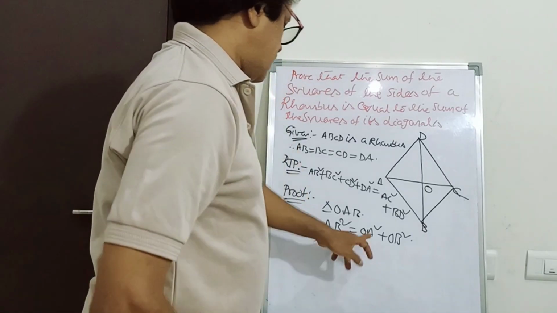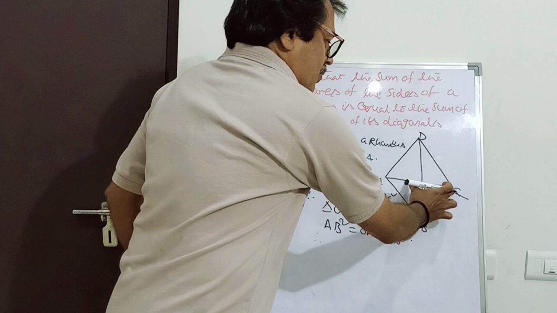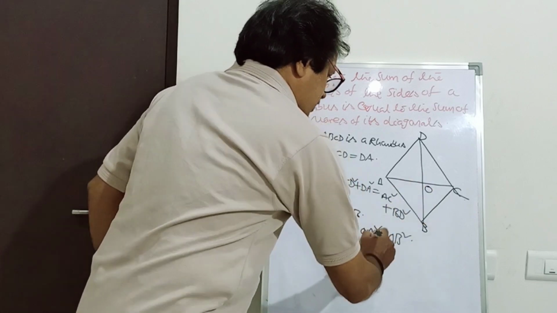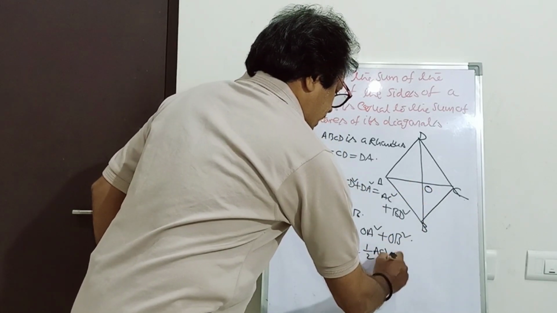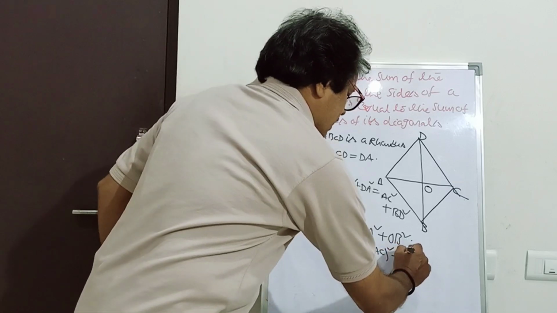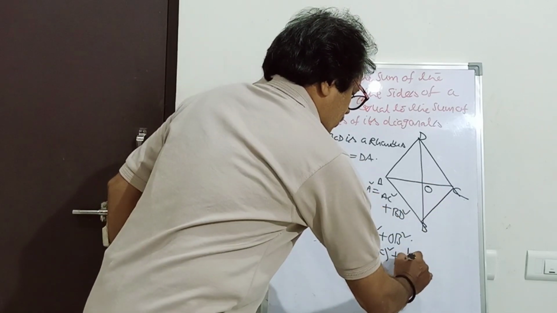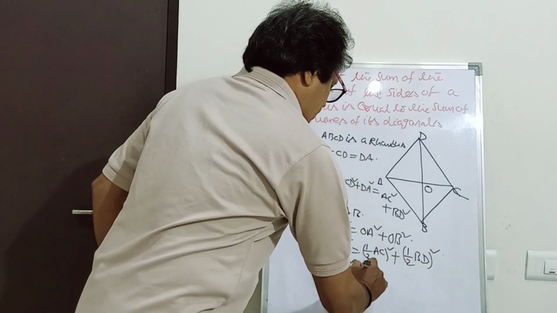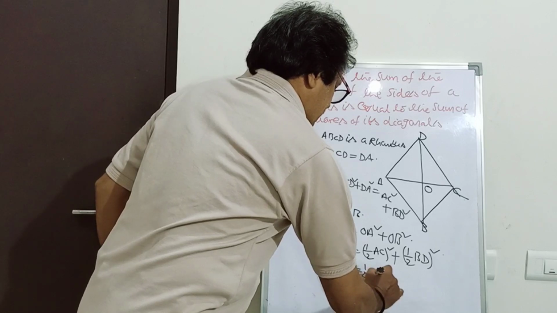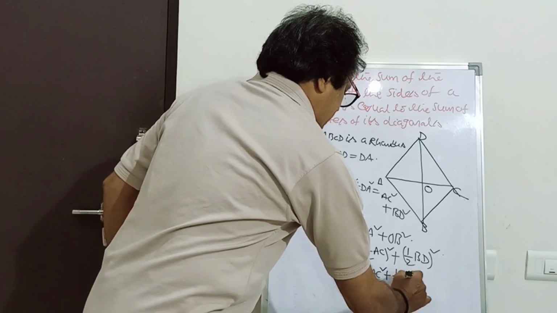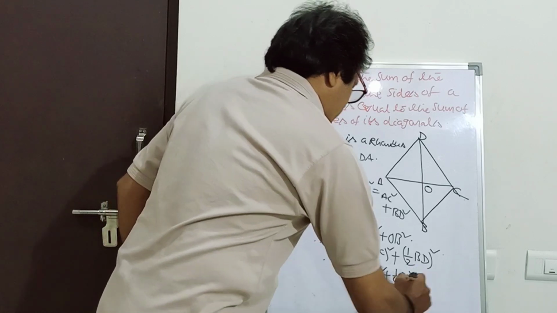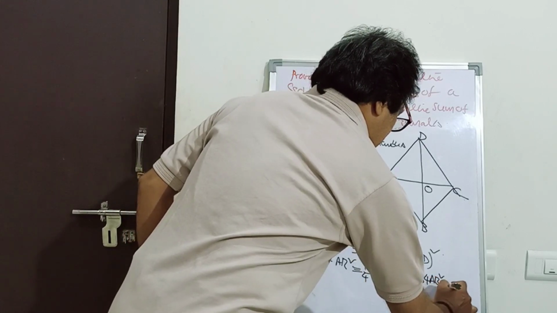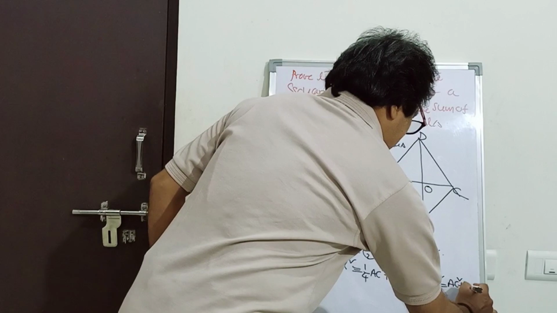Therefore, OA is equal to half of AC because diagonals bisect each other. So OA can be replaced by half of AC. Since square is there, 1 by 2 AC whole square. OB is equal to 1 by 2 BD whole square. AB square is equal to 1 by 4 AC square plus 1 by 4 BD square. This implies 4 is the LCM. So on cross multiplication, we get 4AB square is equal to AC square plus BD square.